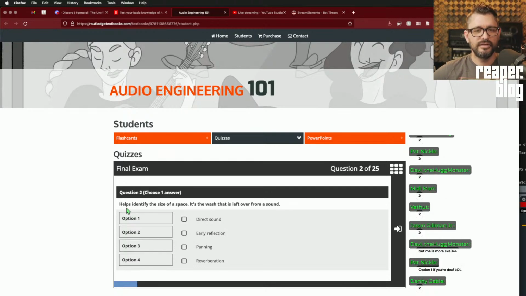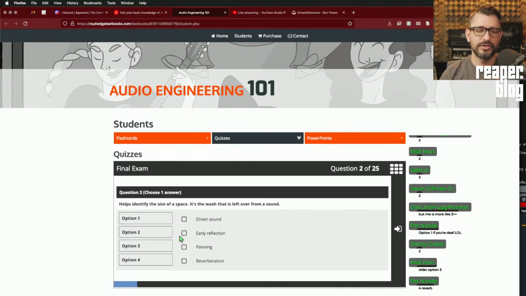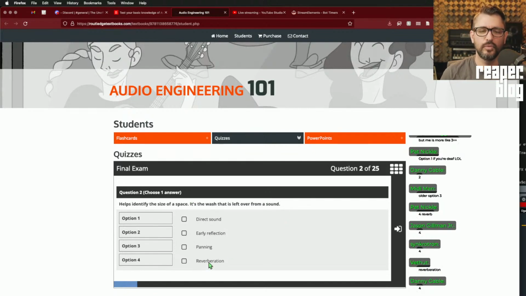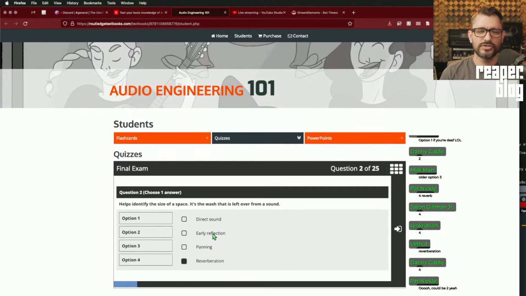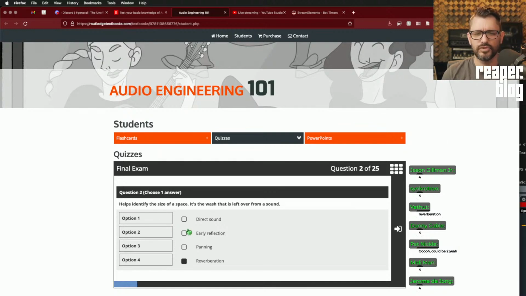Helps identify the size of a space, the wash that is left over from a sound. Direct sound, early reflection, panning, and reverberation. Helps identify the sound of a space. Makes me think early reflection. It's the wash that is left over from a sound. Wash is definitely reverberation. Early reflections is definitely a part of identifying the size of a space, but that's a little bit more about positioning. If you hear a reflection from the left first, then you're closer to a wall. And also the brightness and the intensity of that.